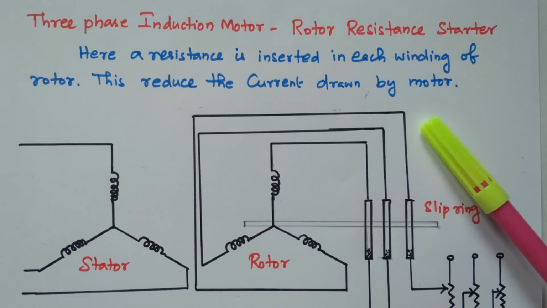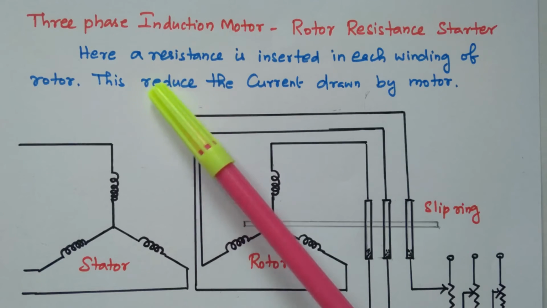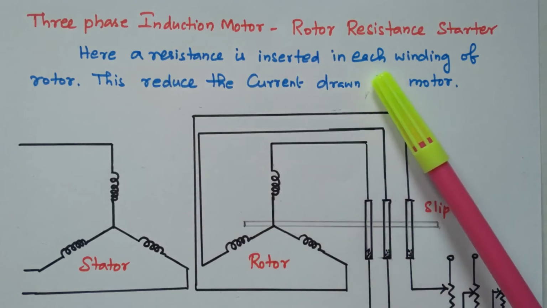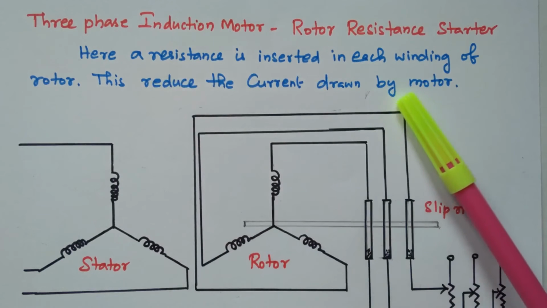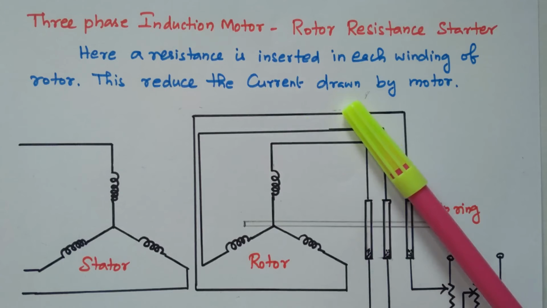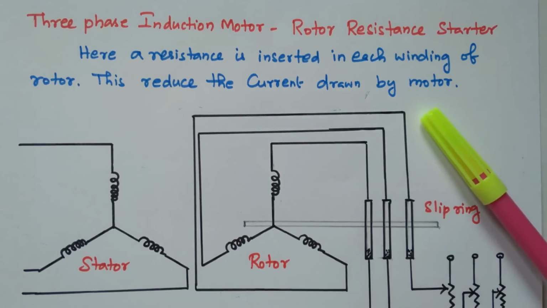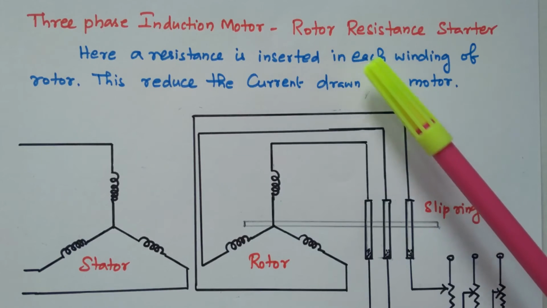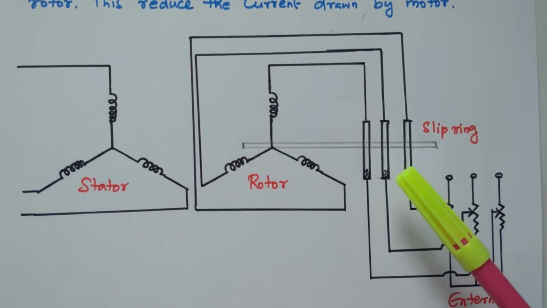Now we'll go to the topic. Here we are using rotor resistance. The resistance is added in the rotor circuit. Here a resistance is inserted in each winding of the rotor. This will reduce the current drawn by the motor. By adding the resistance, the current drawn by the motor is reduced. That is our main objective. During the starting, we need to reduce the starting current of the induction motor, so we are using this starter. So we will refer to the diagram.